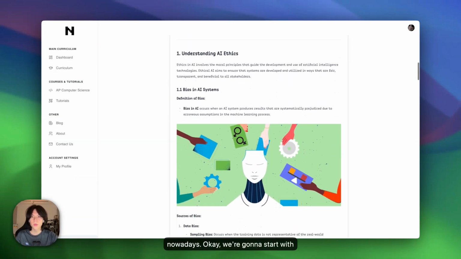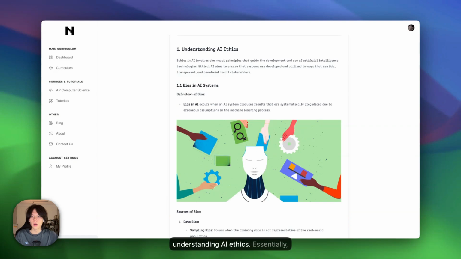Okay, we're going to start with understanding AI ethics. Essentially, ethics in AI involves the moral principles that guide the development and use of artificial intelligence technologies. Ethical AI aims to ensure that systems are developed and utilized in ways that are fair, transparent, and beneficial to all stakeholders. Because you've probably seen those movies where AI is evil and is going to destroy the world and wreak havoc, impacting the world in a bad way. And that's why we need those ethical implications to make sure that this AI and robot revolution won't actually happen. So while this lesson may seem boring, it's actually very important, so just bear with me.